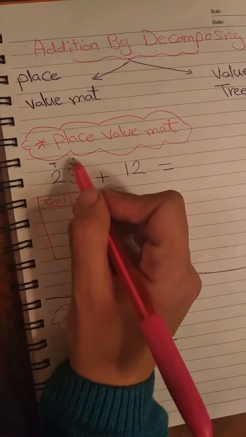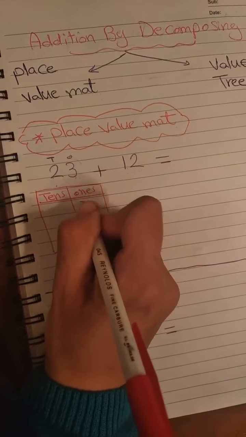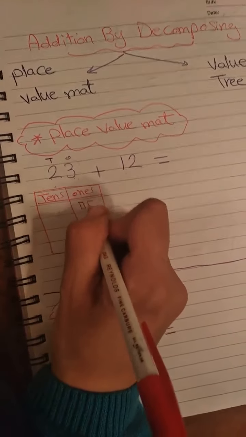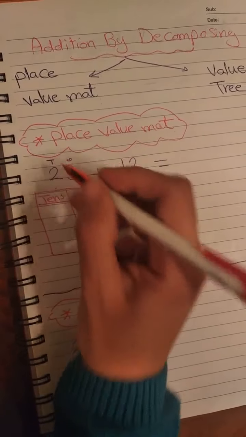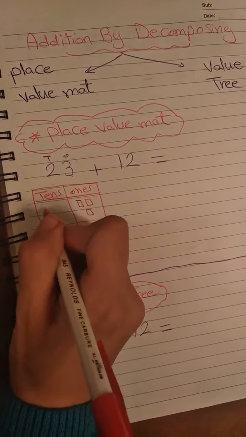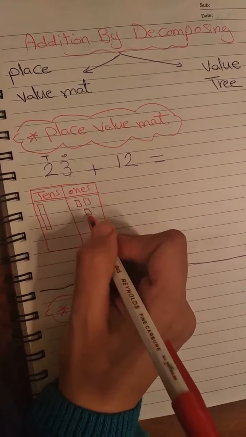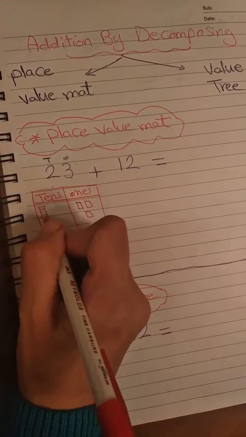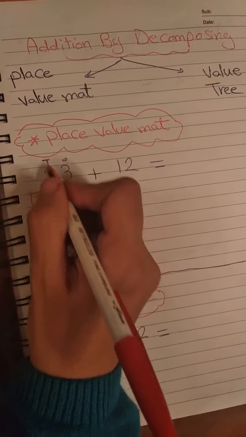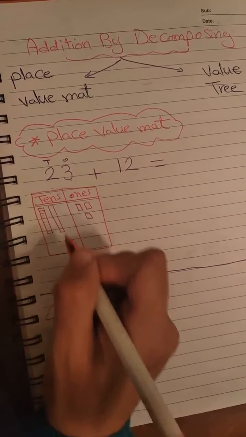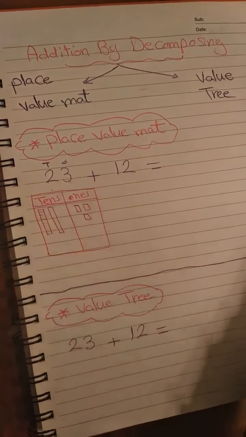So here I have 3 ones. As we know, I have to represent the ones digits using small squares. So here I will draw 3 small squares. And there are 2 tens, so I represent the tens digits using bars. And as we know, each bar consists of 10 ones. So this bar is counted by 10 and it consists of 10 small squares. Here I have 2 tens, so I will draw 2 bars. And this is a mat for the first addend, which is 23.